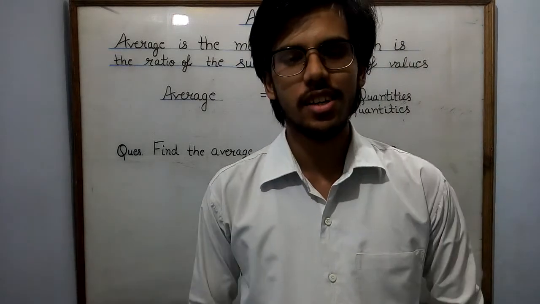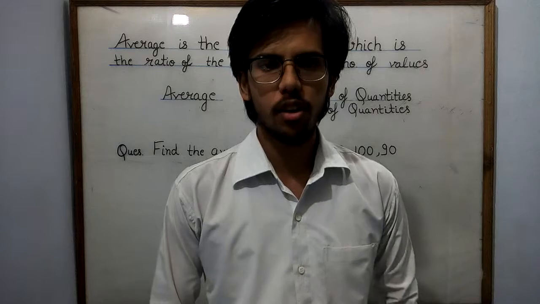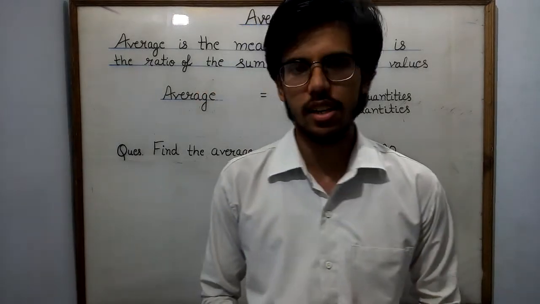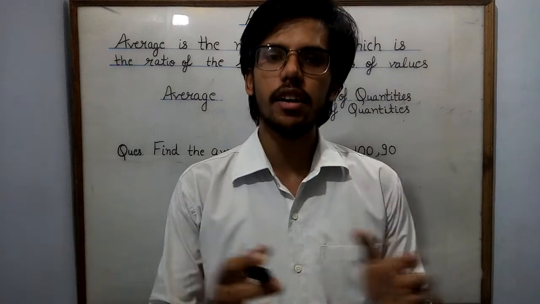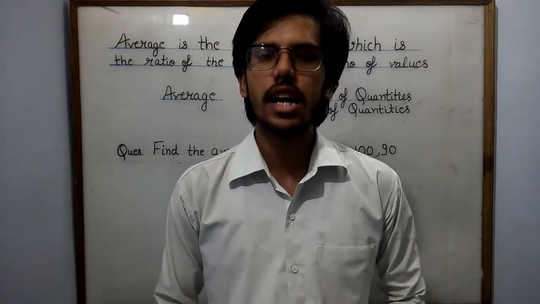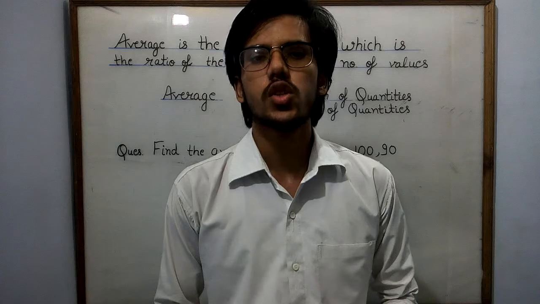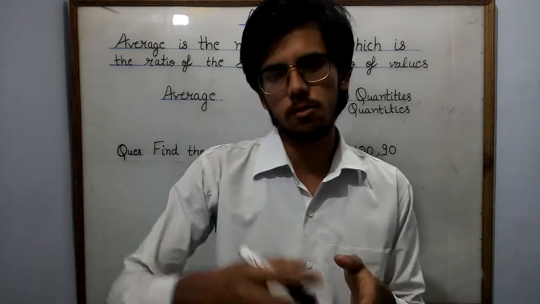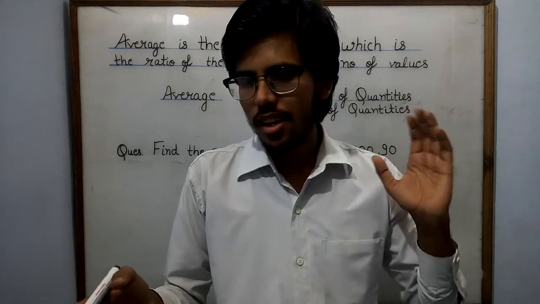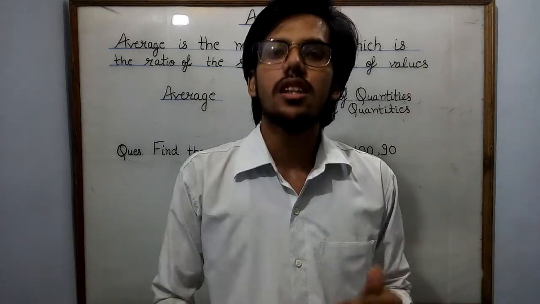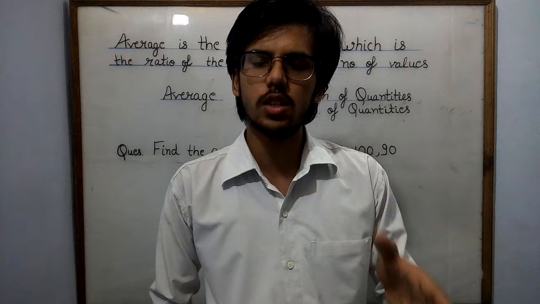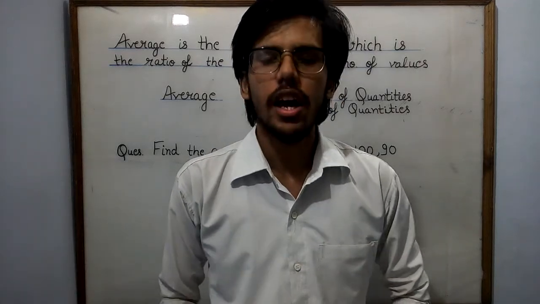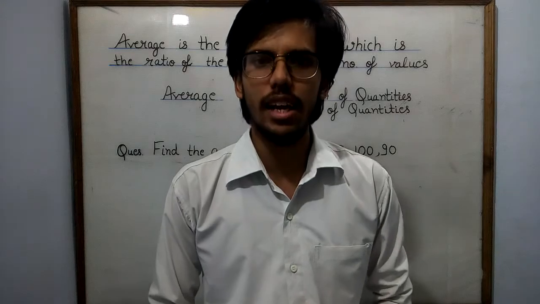Hello guys. So our topic of the day is average. So what is average exactly? For example, if I give you some values and ask you to find the average, the average would be the value that lies between the smallest number and the greatest number. That means the value in between the greatest value and the smallest value will be known as average. Average is also known as the mean value.